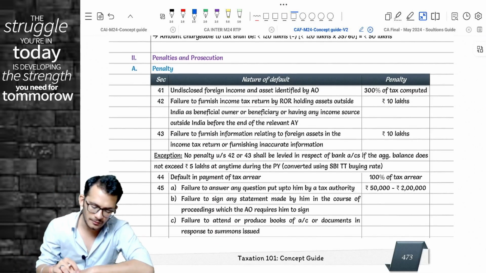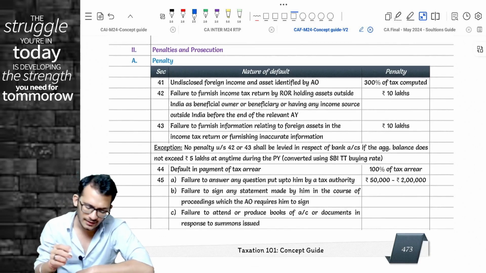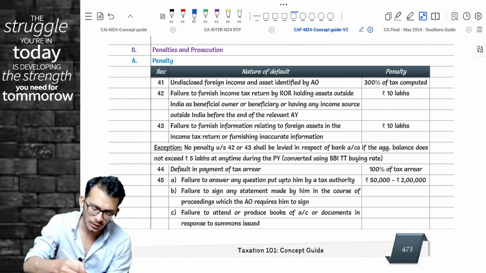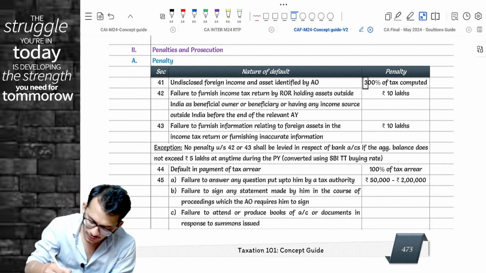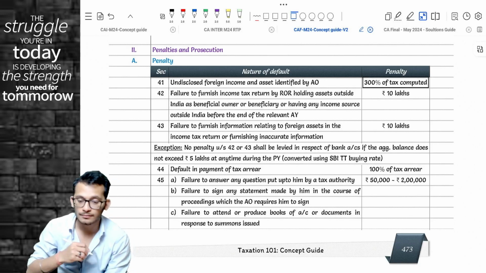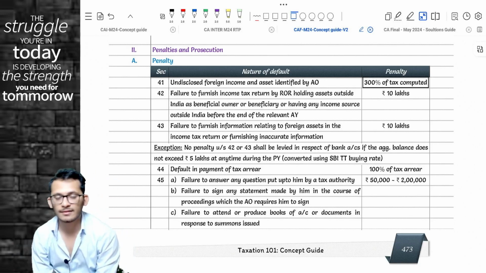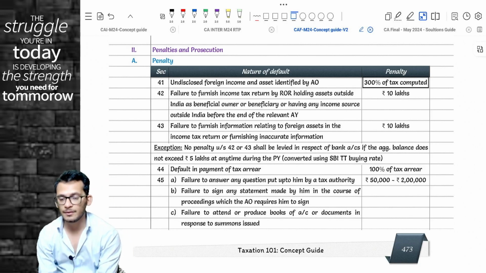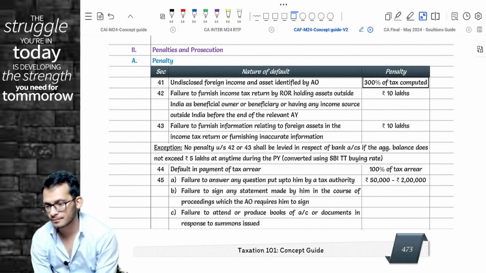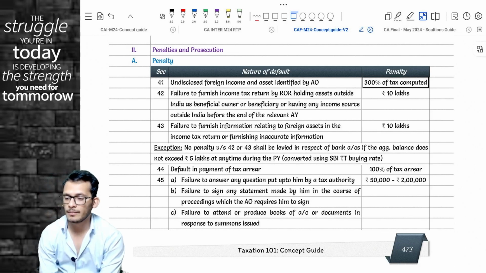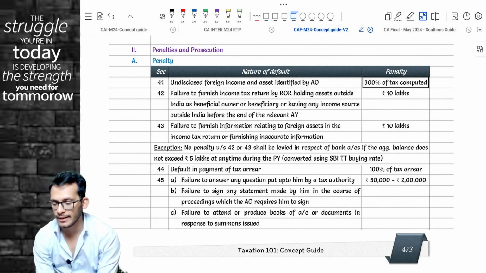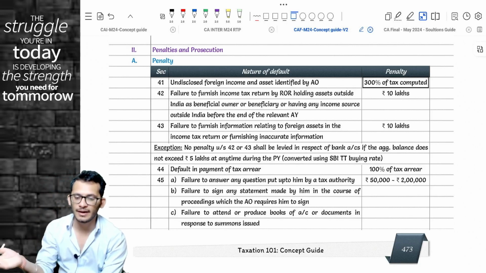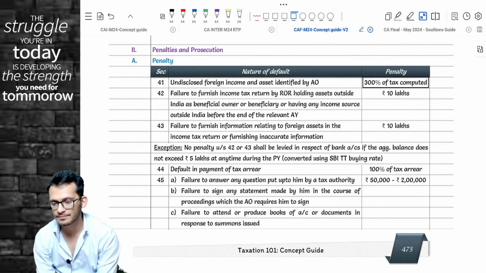Finally, just to close your chapter, what are your penalties? It says, Rahul, if there is any undisclosed foreign income and asset which is identified by the AO, the penalty is 300% of the tax computed. You are already going to pay 30% tax. On top of that, 300% is 90%, which means overall it becomes 120%. Now think about it. Will you like to pay 85.8% tax or 120% tax?